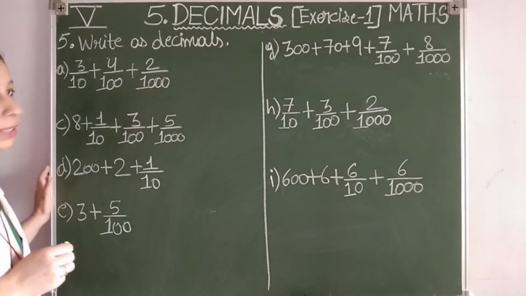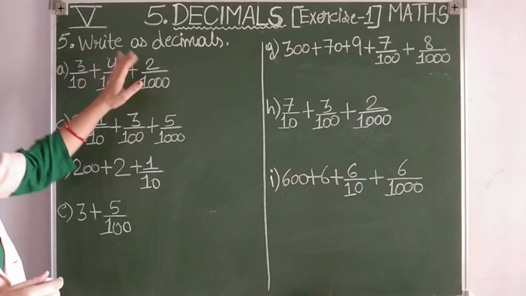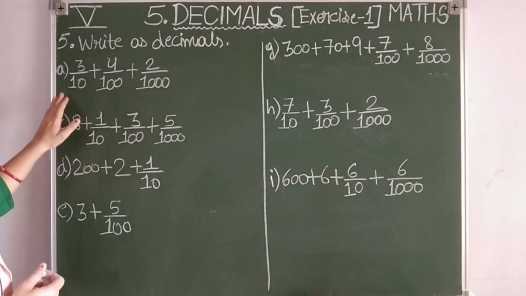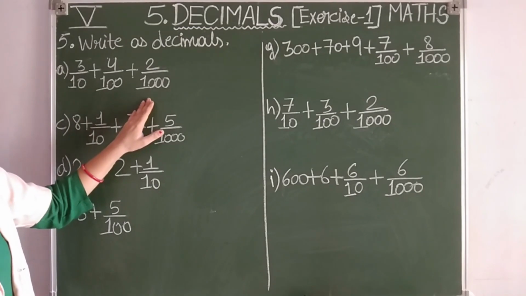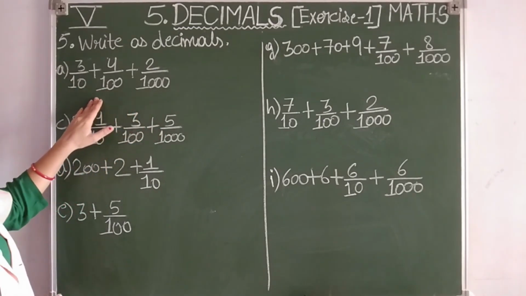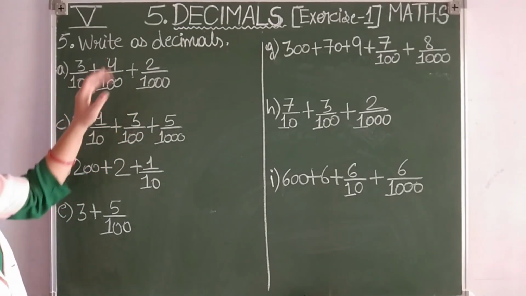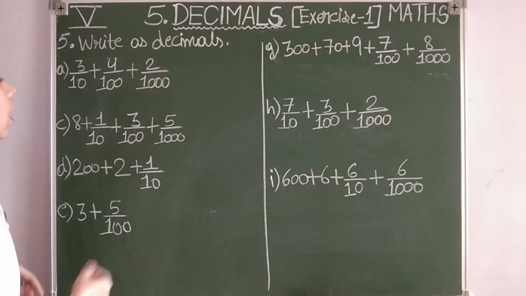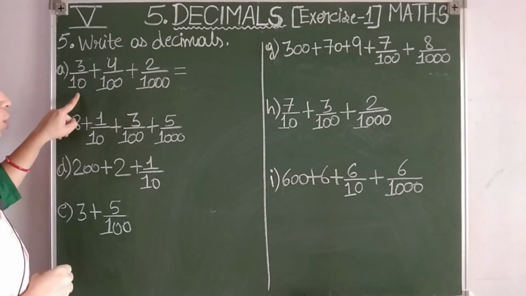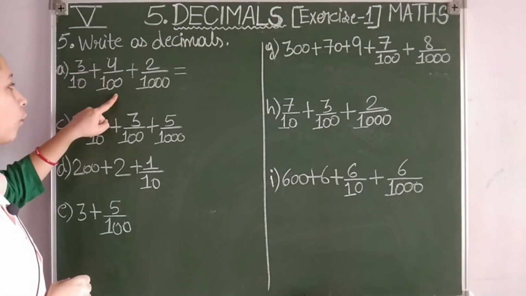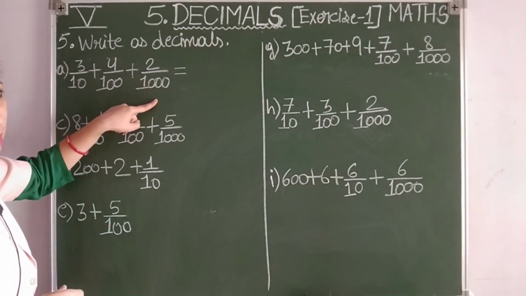Okay students, last question, question number 5, write as decimals. First point, 3 upon 10 plus 4 upon 100 plus 2 upon 1000. Here you can see the numbers are given in expanded form and you have to write those numbers as decimals. It's again very easy. Let us see how to write. What is the place value of 3, students? Tenths, place value of 4, hundredths, place value of 2, thousandths.